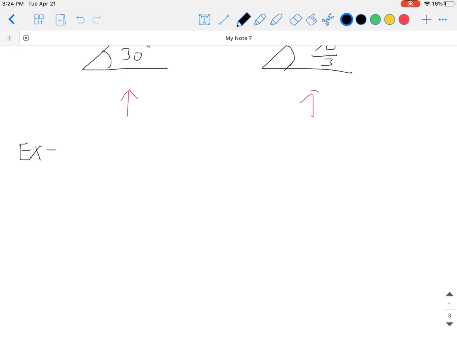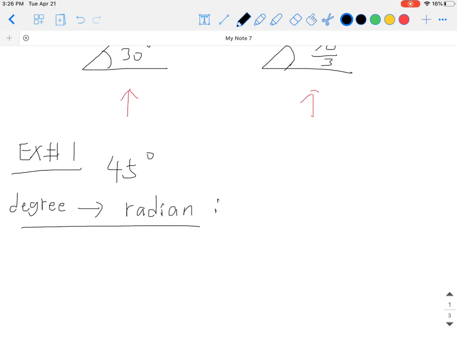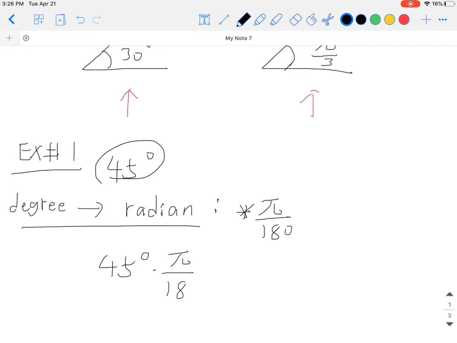On the conversion, exercise 1. If we have 45 degree and we want to convert to radian, it will be degree to radian. So what we do is multiply by pi over 180. So in this question 1, 45 degree, I write here. 45 degree convert to radians means you have to multiply by pi over 180 and later on simplify it.